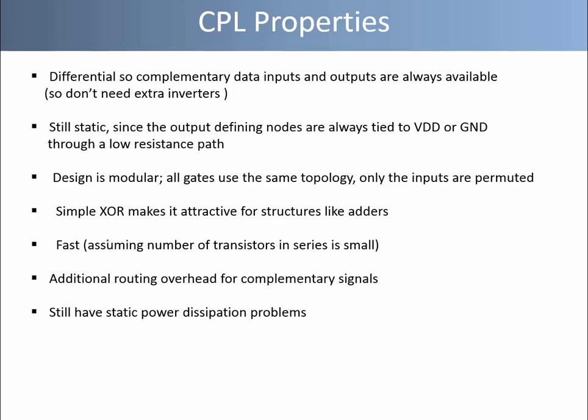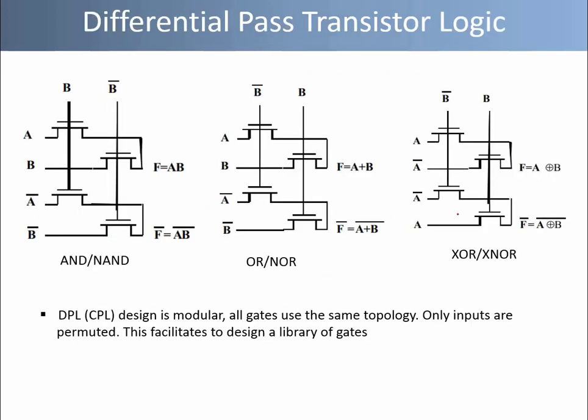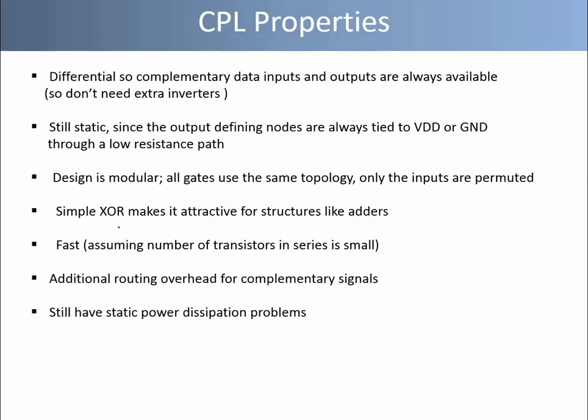And since here we can see that in order to realize an XOR and XNOR function, we have a very simple connection of transistors, whereas implementing an XOR gate using complementary CMOS logic has a very high complexity as compared to this design. And we know that an XOR operation is widely used in design of adder circuits, so this approach is particularly attractive for high performance adders.